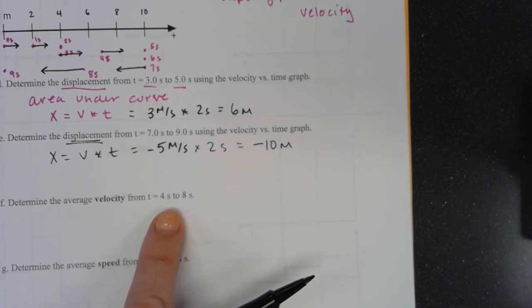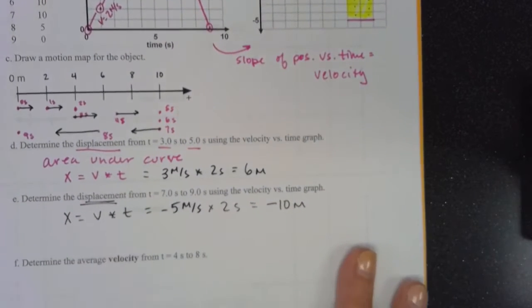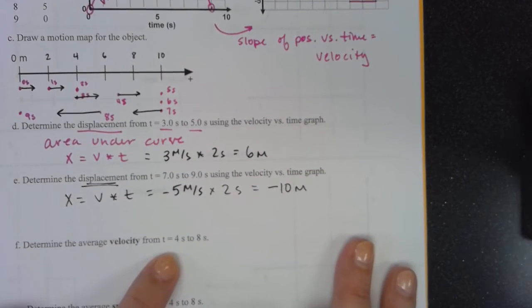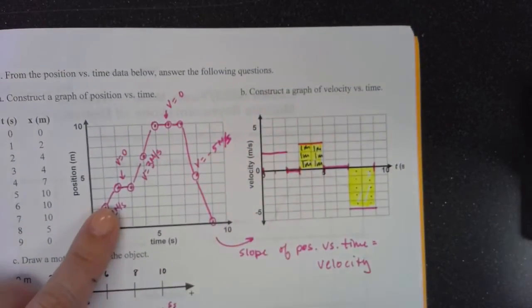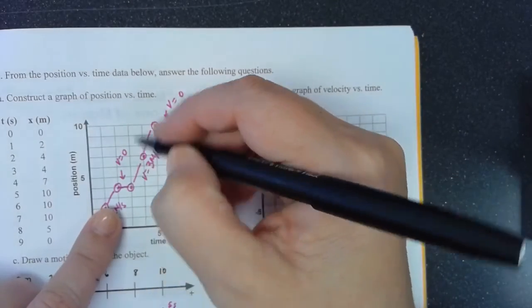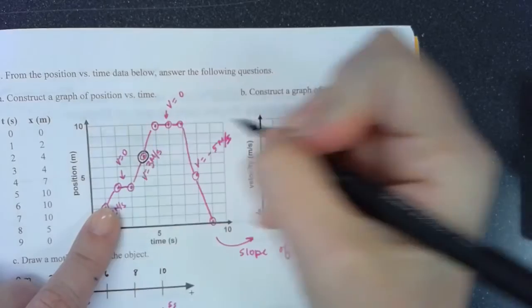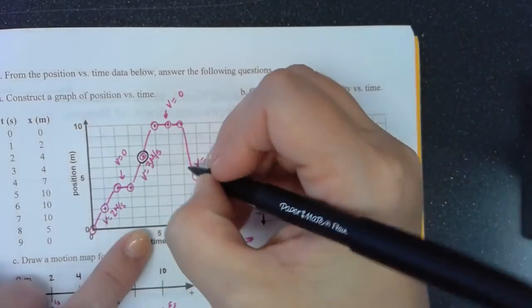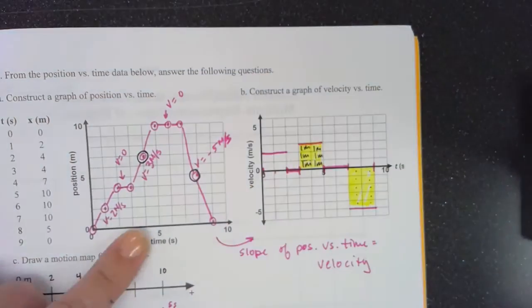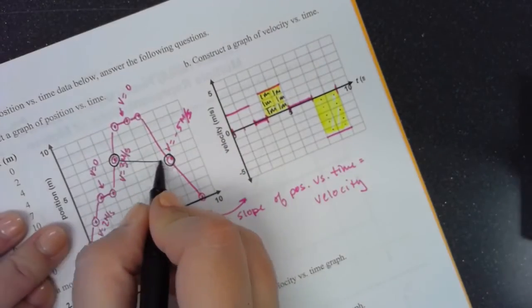This is a little bit trickier, guys. So what we're concerned about here is only the difference that happens between 4 and 8 seconds. So if I look at my graph and I find my 4 spot, which is right there, and I find 8 seconds, which is here, now I'm looking at 2 different points.